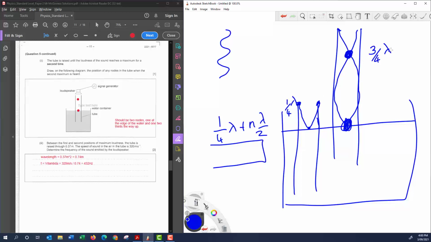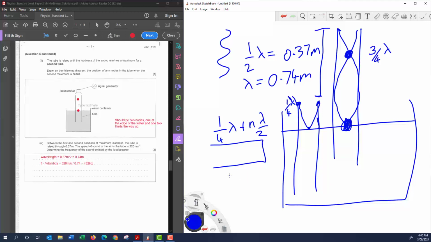Then for part 3, they want us to calculate the frequency, because these wavelengths are actually the same here. They've told us the difference in length, going from here to here, is 0.37 meters. That 0.37 meters is equal to the difference between this 1/4 wavelength and this 3/4 wavelength. The difference between these is actually a half wavelength. So half of a wavelength is equal to 0.37 meters, which means the wavelength is equal to 0.74 meters.